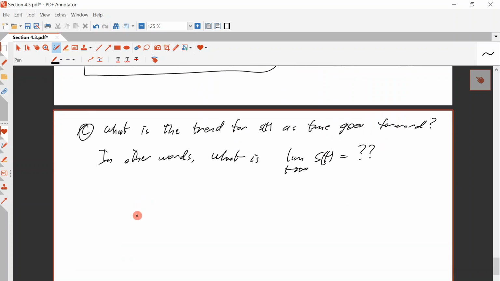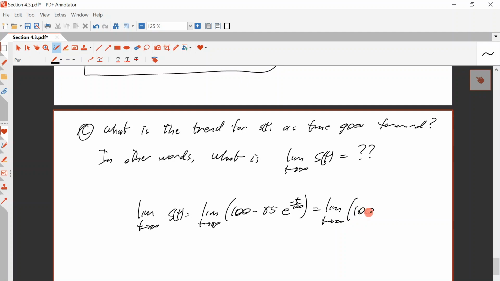Right? The limit as t goes to infinity of S of t is the limit as t goes to infinity of 100 minus 85 e to the minus t over 100. But e to the minus infinity is 0. Let me rewrite it. It's the limit as t goes to infinity of 100 minus 85 over e to the t over 100. Right? And this goes to infinity. So that's 100 minus 0 is equal to 100 kilograms.